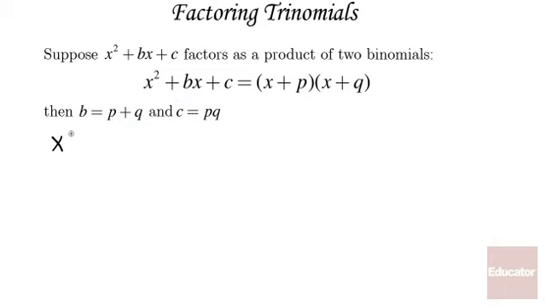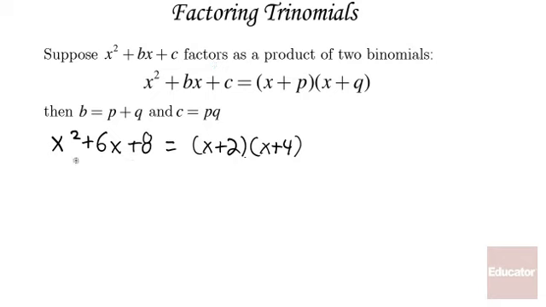To illustrate, if I have x squared plus 6x plus 8, and I went ahead and factored that out, I would get x plus 2 times x plus 4. And in the examples, we're going to go over exactly how you get from here to here. For right now, I just want to show you what all of this means. So assume it's been factored out. That means that b equals 6, c equals 8, and then I have p equals 2, and q equals 4.